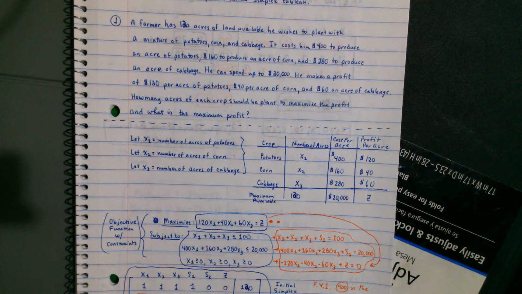A farmer has 120 acres of land available. He wishes to plant with a mixture of potatoes, corn, and cabbage. It costs him $400 to produce an acre of potatoes, $160 to produce an acre of corn, and $280 to produce an acre of cabbage. He can spend up to $20,000. He makes a profit of $120 per acre of potatoes, $40 per acre of corn, and $60 per acre of cabbage. How many acres of each crop should he plant to maximize the profit, and what is the maximum profit?